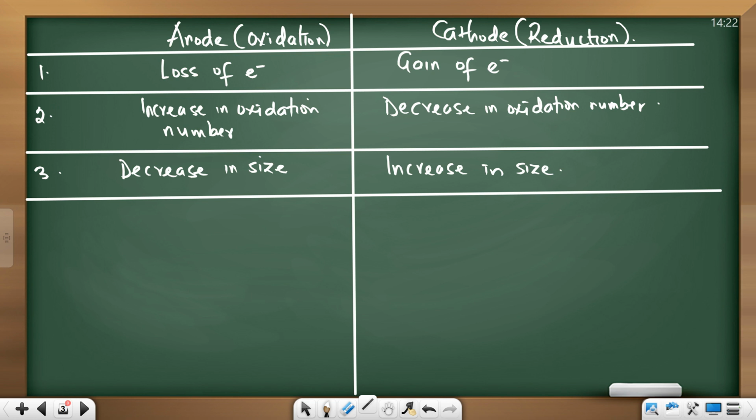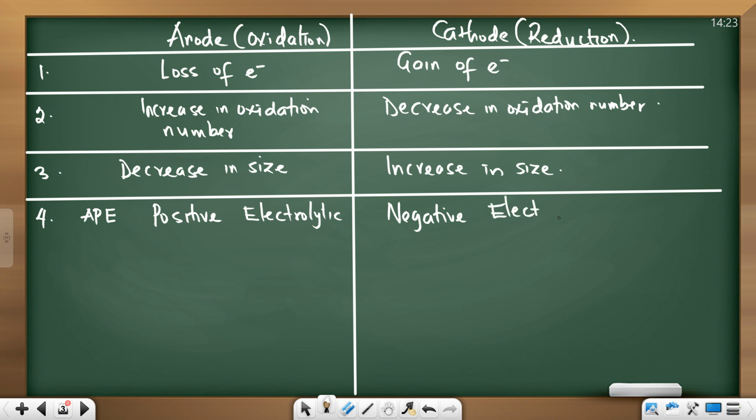Okay. Number four, APE. Use the word APE. Anode is positive in the electrolytic. If it's positive in the electrolytic, then the cathode is negative. Negative, you know that. Negative in the electrolytic. So I'm using the word APE.